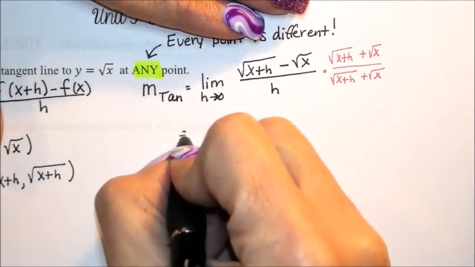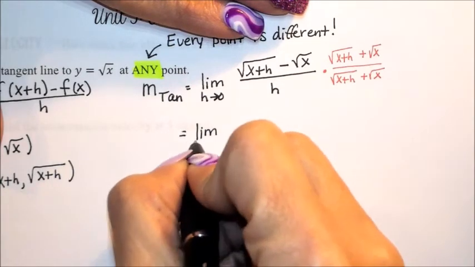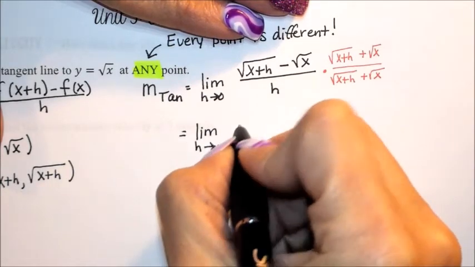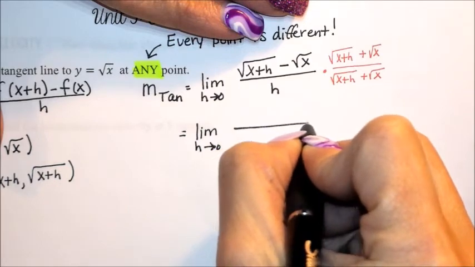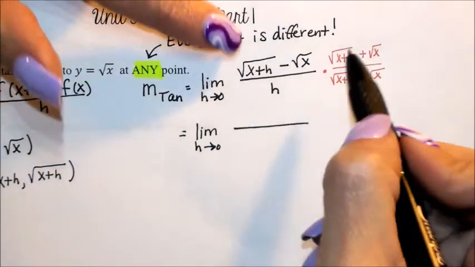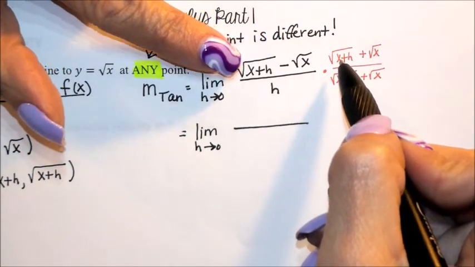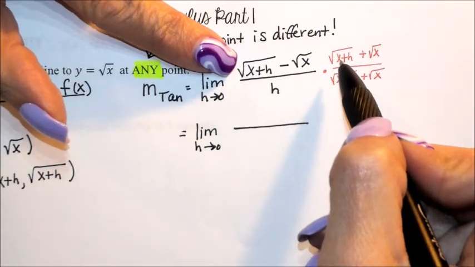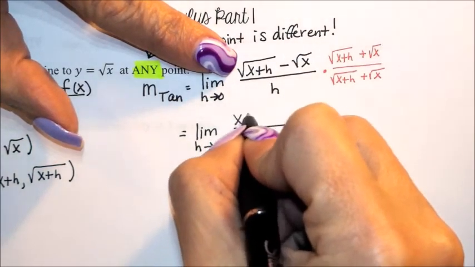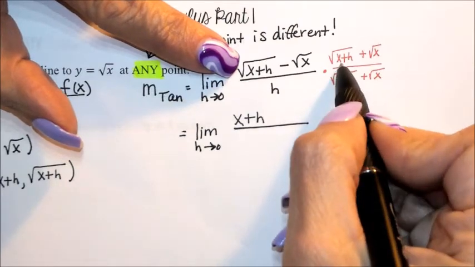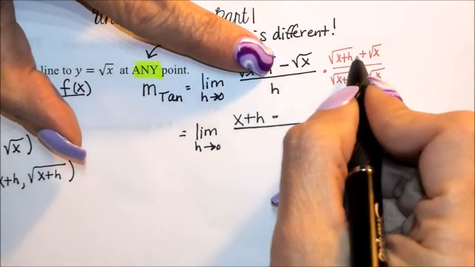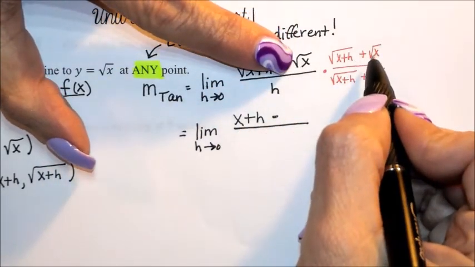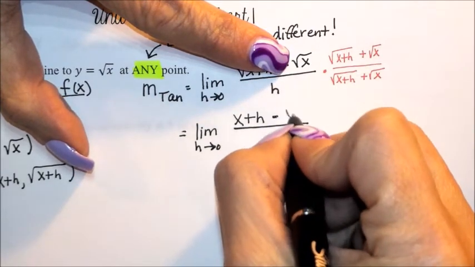Okay, so here we go. The limit, yeah, you got to write it again, as h approaches 0. All right, we're going to multiply these together. When you multiply radicals, you just get rid of the radical. So that'll be x plus h, and that'll get those two, minus, because negative times a positive is a negative. And then we're going to do this one right here, and that will give us x.